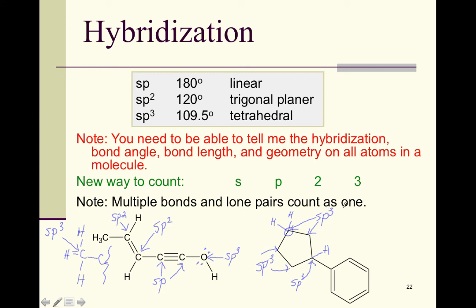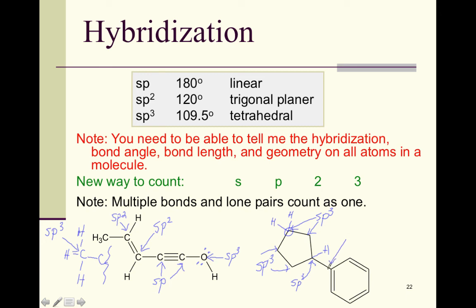All right, let's take a look at these multiple bonds. This carbon right here has a multiple bond. What is the rule on multiple bonds? Multiple bonds count as one. So this carbon right here, let's take a look at this one here. Let me give myself an arrow so you know which one I'm talking about.